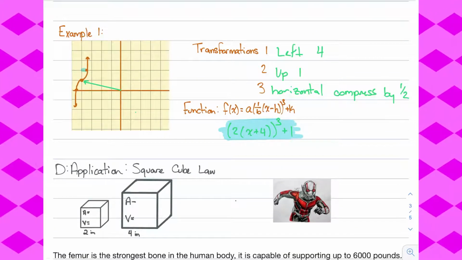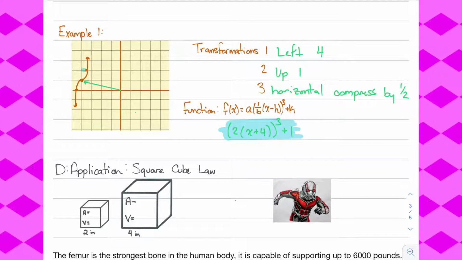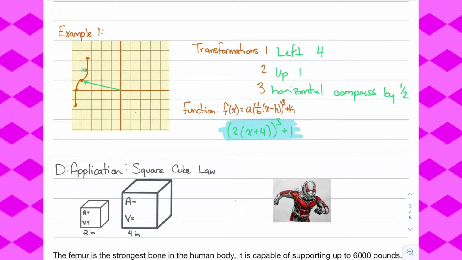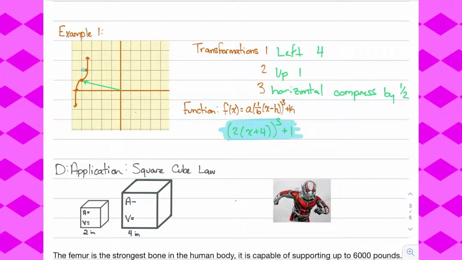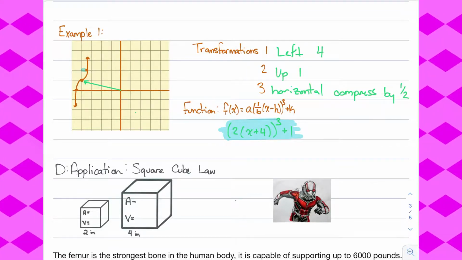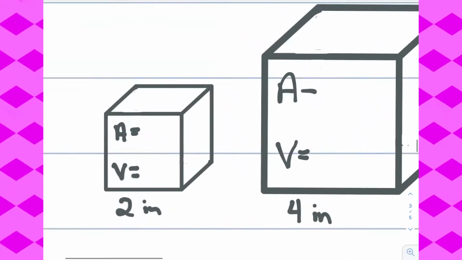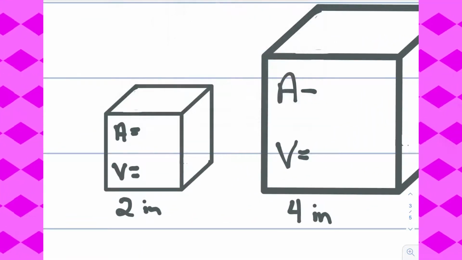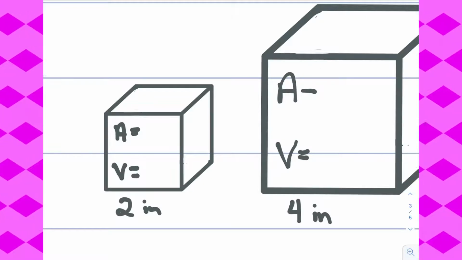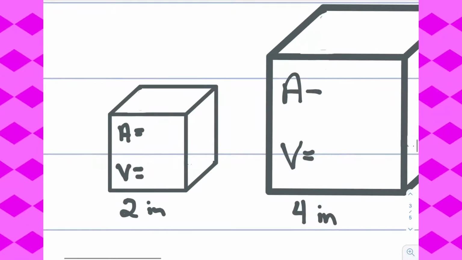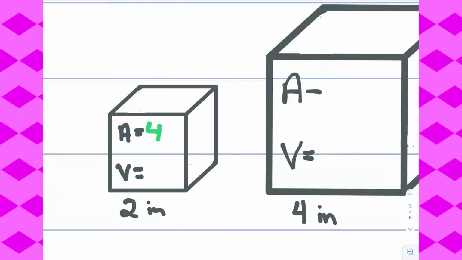All right, one last thing we'll do together, and that's an application. So we have this thing called the square cube law. And to demonstrate how that works, I've got these two cubes. One is 2 inches by 2 inches by 2 inches, and one where I doubled the side length, so it's 4 inches by 4 inches by 4 inches. Let's find the area and the volume of each.